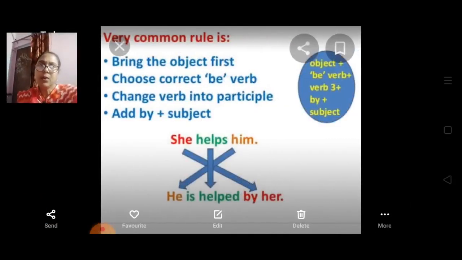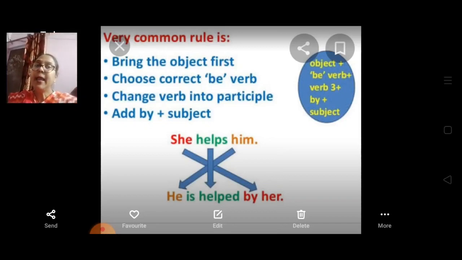Now, a very common rule is written: bring the object first. Always remember to bring the object first whenever we are making active into passive voice, and then choose the correct be verb according to the active voice. After that, change the verb into a participle. The verb will be changed into the past participle. So always remember this. Add by plus the subject. So these are the rules.